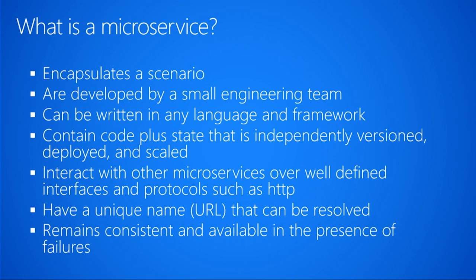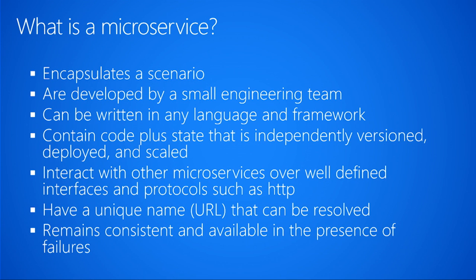And each of these microservices does not have to be written in the same language or framework either. One microservice can be written in any language, another one in a different one. That is one of the key properties of a microservice. Then the other one is that each of these microservices talks to each other and communicates over well-defined interfaces and protocols, which I just talked about. The last two bullet points are very key here.